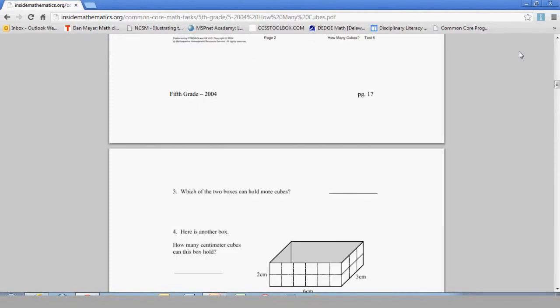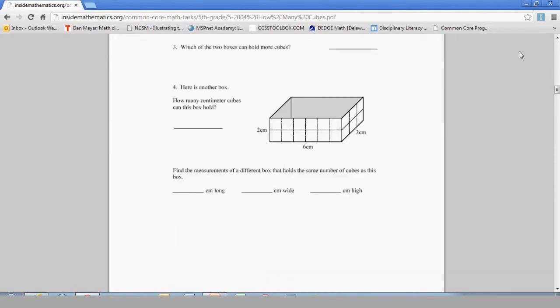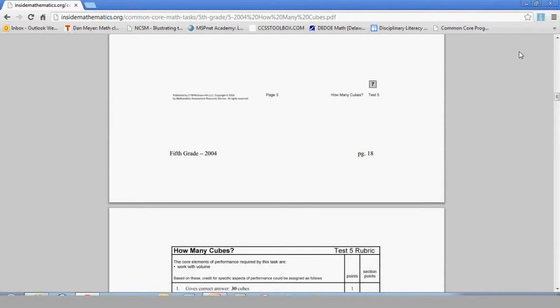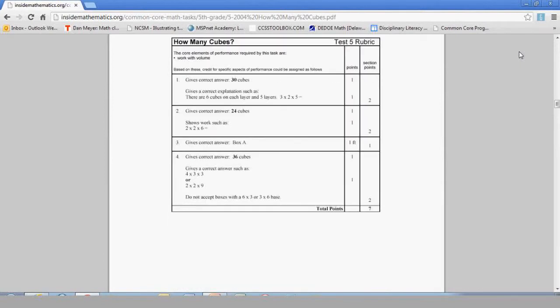Now, it doesn't stop there, though. They then give them another box that has different dimensions measured and ask them to extend their understanding to figure out how the volume is being measured. And then they have the rubric for you here, too, to help you assess this.